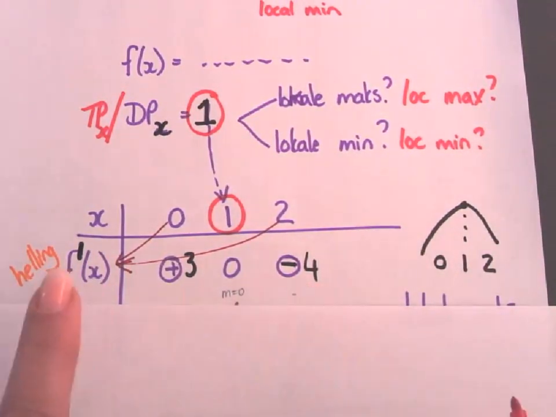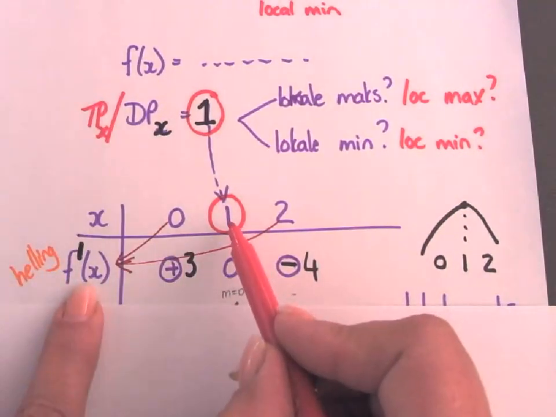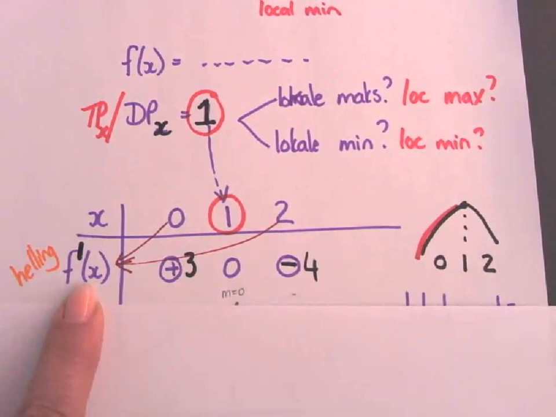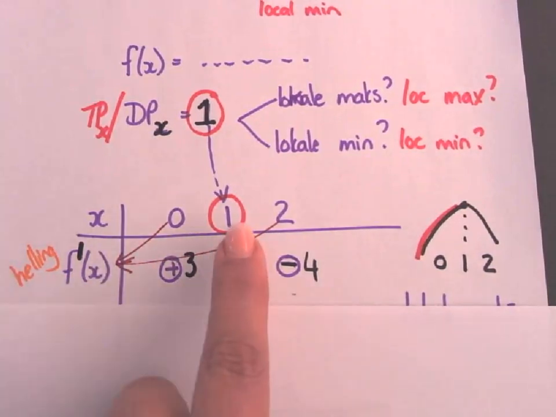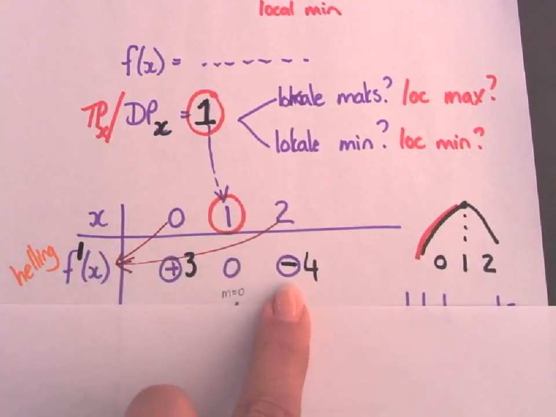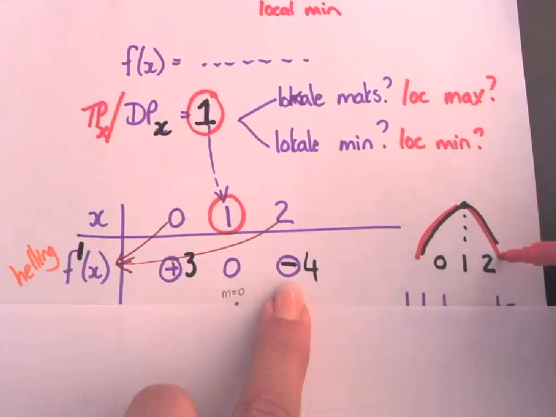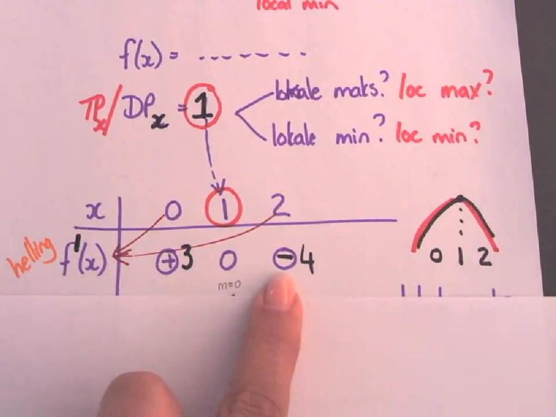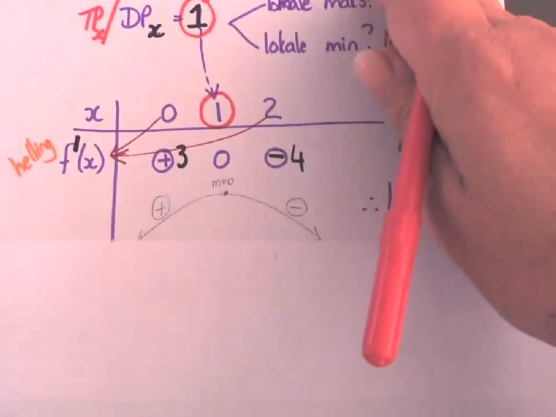That means that the gradient just before the 1 is positive, so it goes up. And the gradient just after the 1 is negative, so the gradient goes down. So do we have a local maximum or minimum? Maximum.